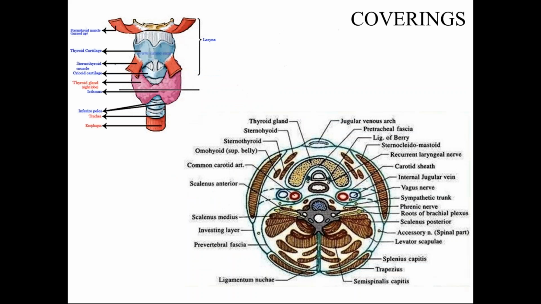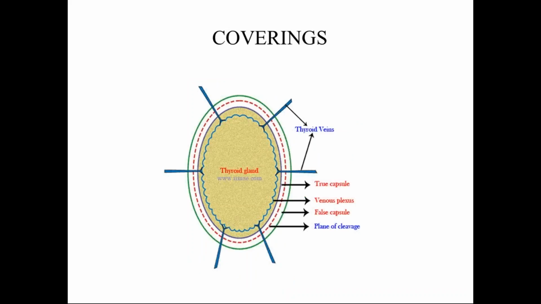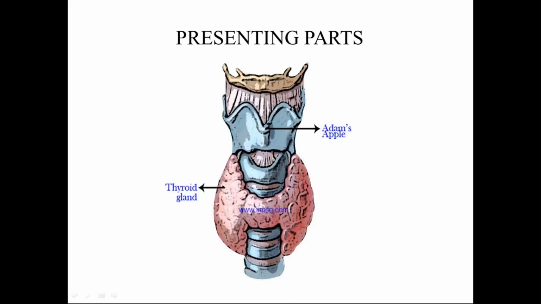So we finished the coverings. As you can see here, the black line is the inner true capsule and this is the outer false capsule. Okay, in between the inner true capsule and outer false capsule, you'll also see parathyroid glands that we'll discuss later. Now we'll come to the presenting parts of the thyroid gland. As you can see in the picture, the thyroid gland has two lobes, lobe 1 and lobe 2, and the middle connecting part is known as the isthmus.